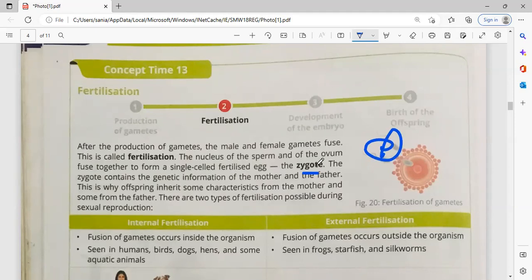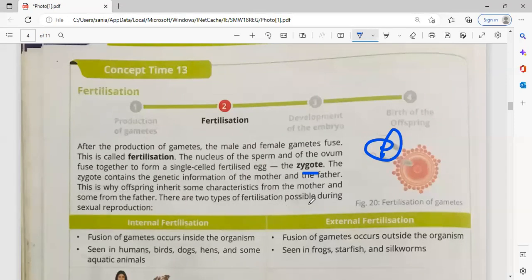The zygote contains the genetic information of the mother and the father. Of course, some was from the male and some from the female, so the zygote contains all the characteristics. This is why the offspring inherits some characteristics from the mother and some from the father.